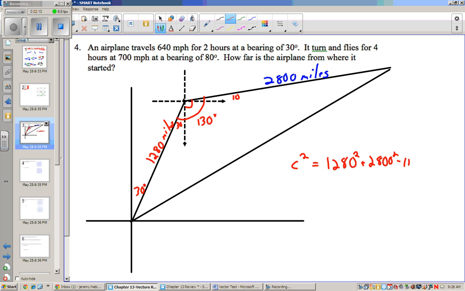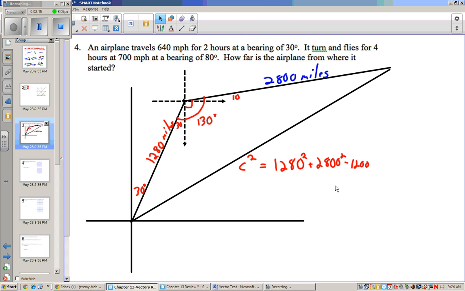minus, I forgot my 2, minus 2 times 1,280 times 2,800 times the cosine of the angle in between, which is 130 degrees. So now what we have to do is figure out what all this is multiplied together. So I'll just take out my trusty calculator, type in 1,280 squared plus 2,800 squared, minus all the rest.